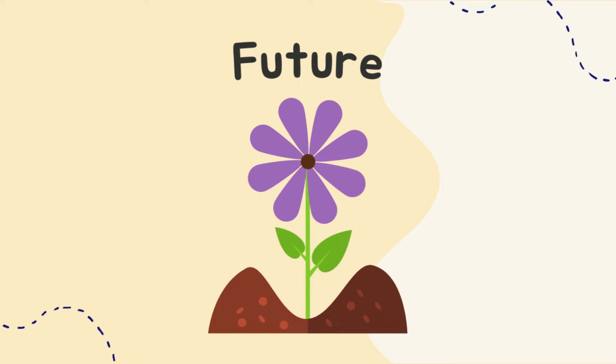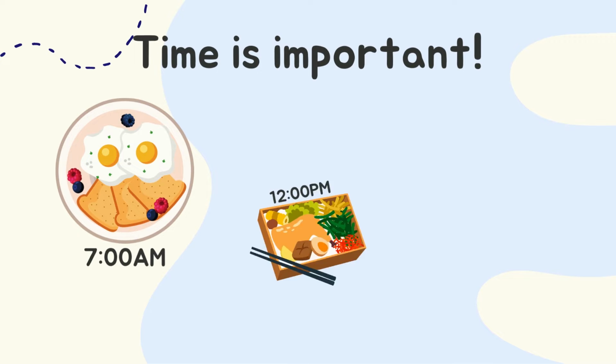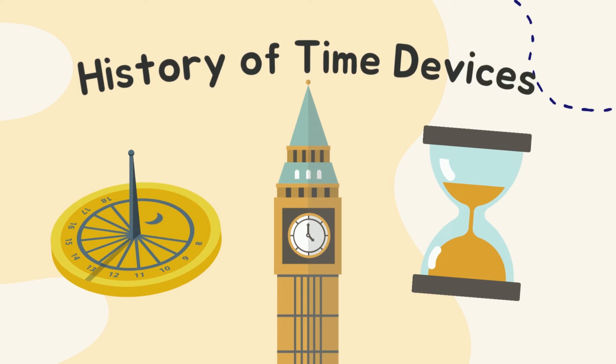Time is very important in our daily lives because we always plan everything around time. We brush our teeth in the morning and plan breakfast, lunch, and dinner around certain times too. So how do we measure and tell time? Let's have a quick history of what we humans have been using to tell time.